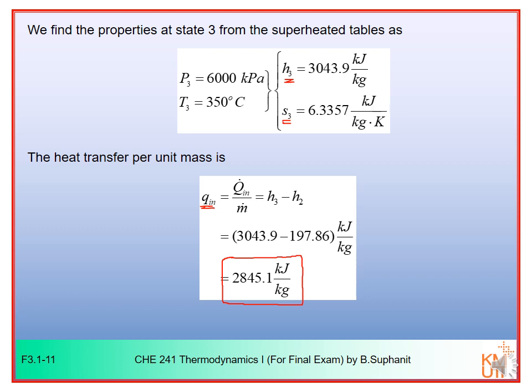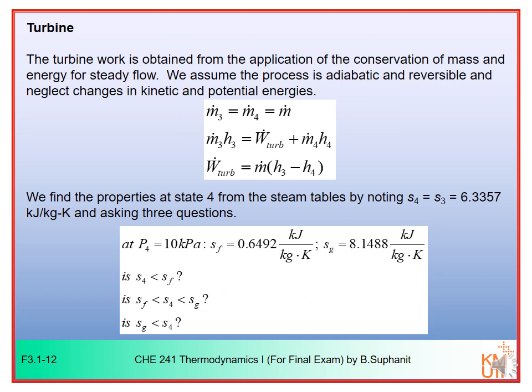Now let's move on to the next step, the turbine, which is process 3-4. In process 3-4, we can also do material and energy balance to get this equation: W turbine equal to m dot multiplied by H3 minus H4. Now at point number 3, you already know the enthalpy values. And at point number 4 here, you don't know the enthalpy value.